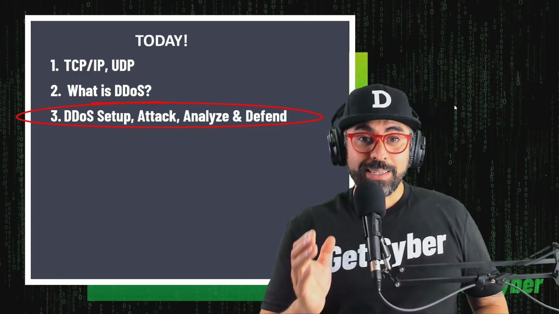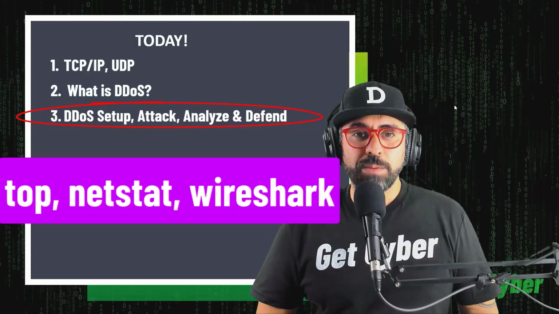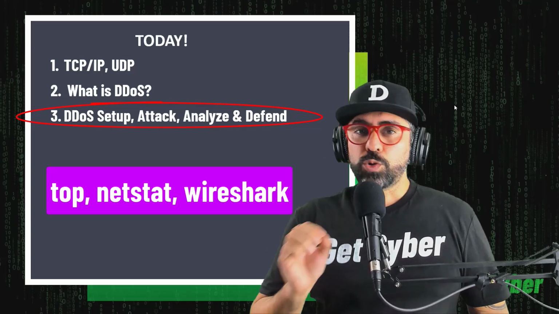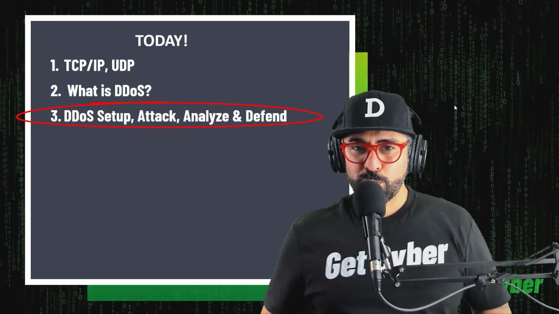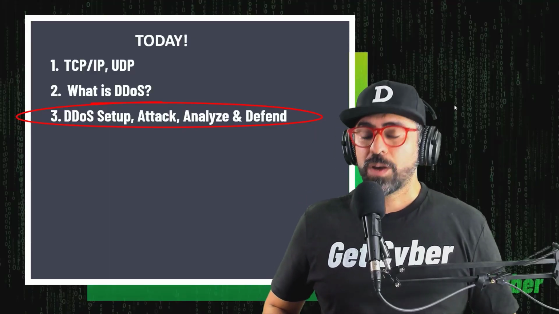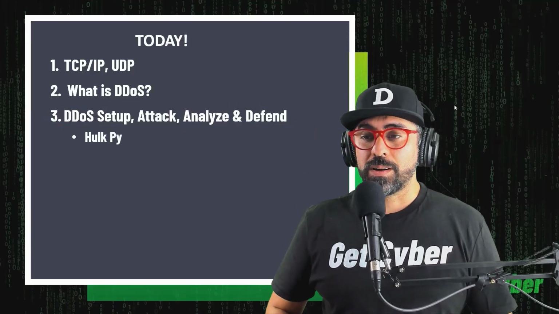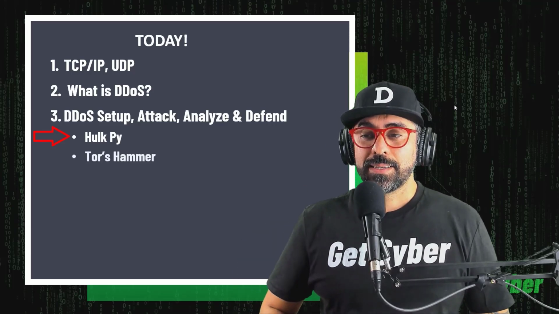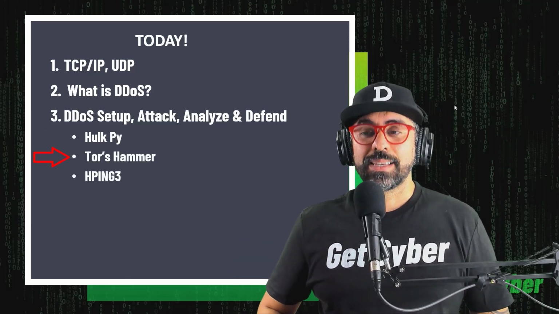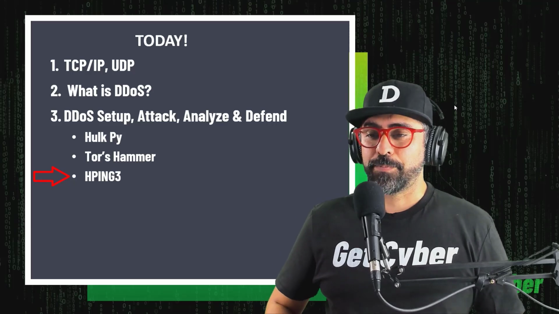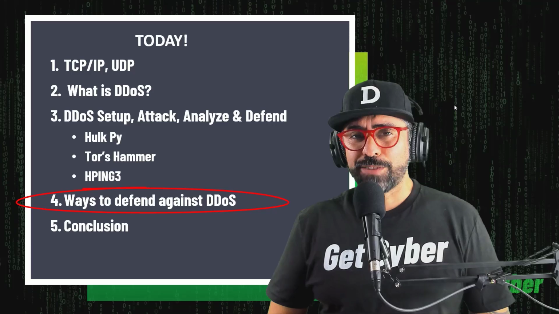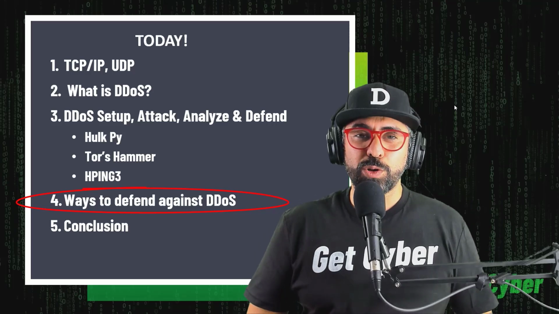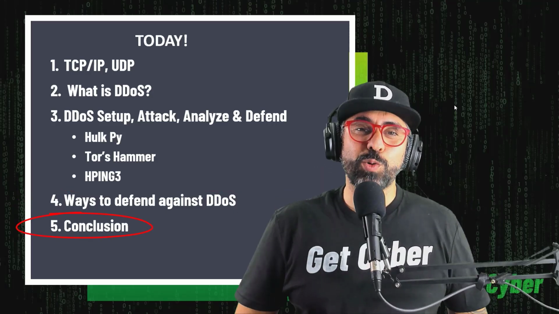We're going to do analysis using htop, using netstat, and also using Wireshark. And then we're going to show you how to defend yourself from DDoS attacks. The tools that we're going to use are Hulk.py, Tor's Hammer, and hping3. At the very end, I'm going to show you more ways you can defend yourself, and then we'll have our conclusion. That is our tutorial for today.